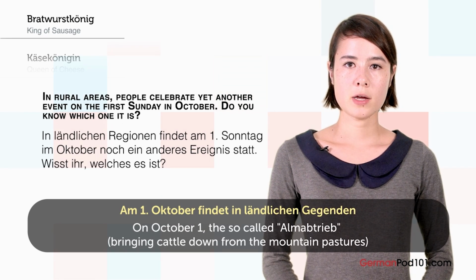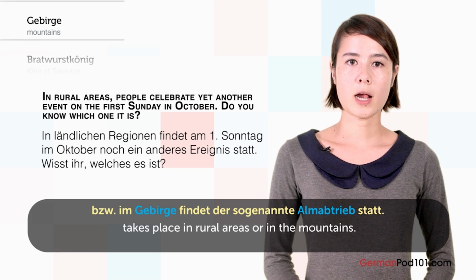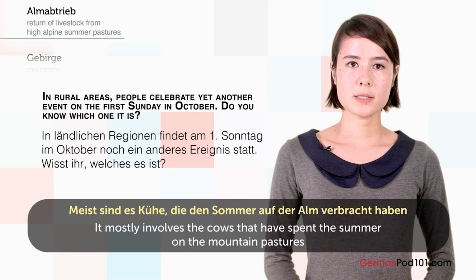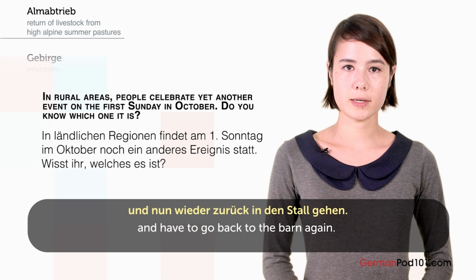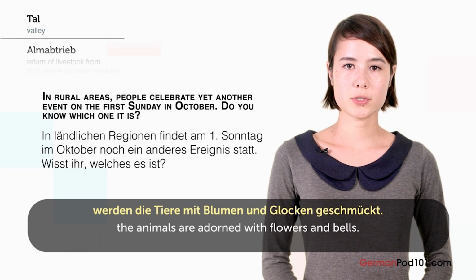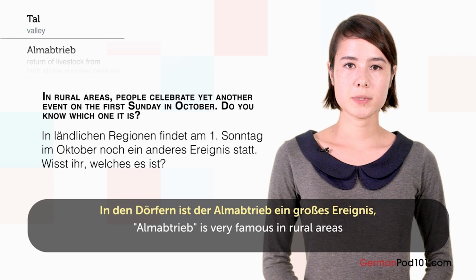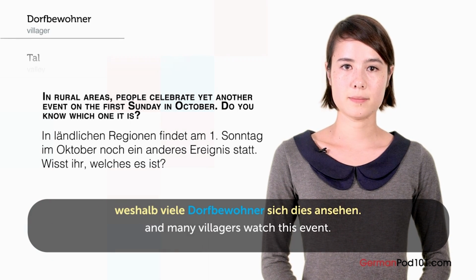Am 1. Oktober findet in ländlichen Gegenden bzw. im Gebirge der sogenannte Almabtrieb statt. Meist sind es Kühe, die den Sommer auf der Alm verbracht haben und nun wieder zurück in den Stall gehen. Für den Gang in das Tal werden die Tiere mit Blumen und Glocken geschmückt. In den Dörfern ist der Almabtrieb ein großes Ereignis, weshalb viele Dorfbewohner es sich ansehen.